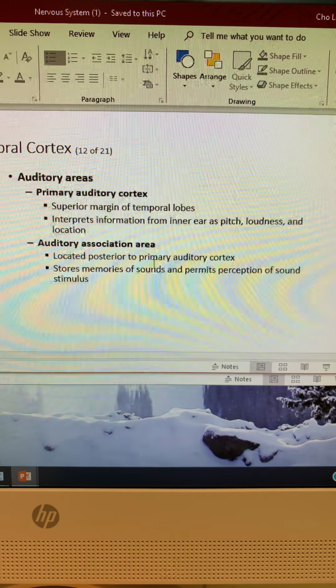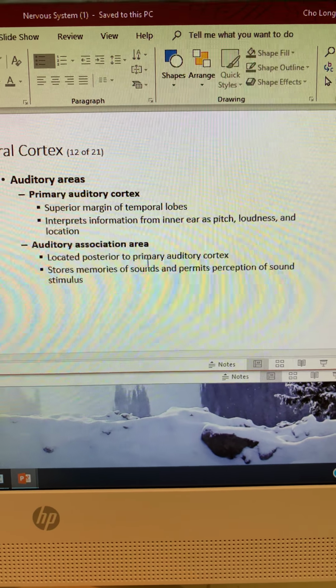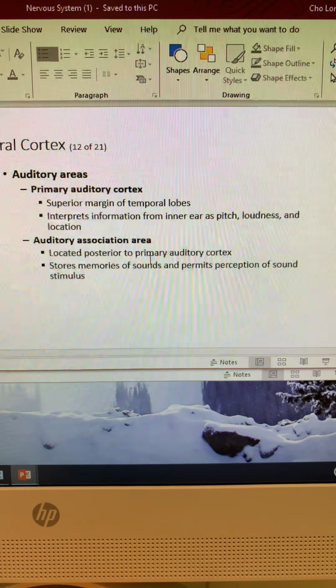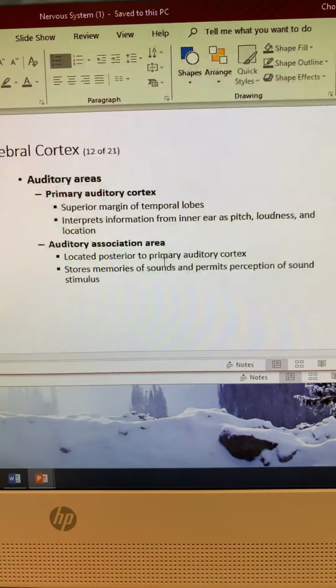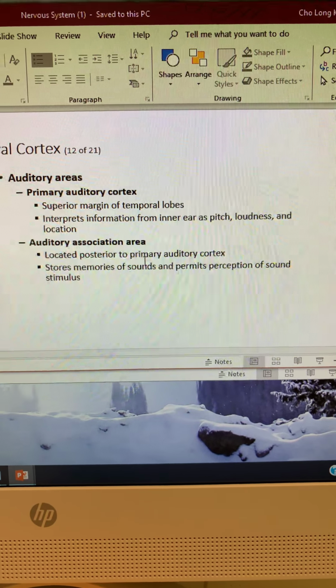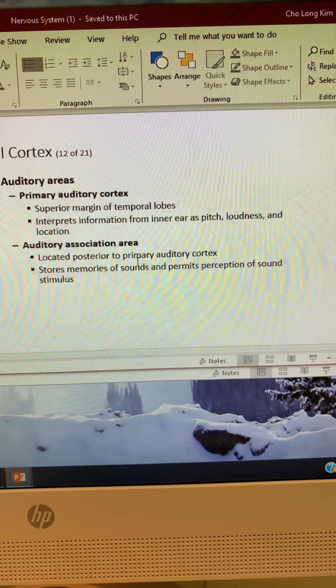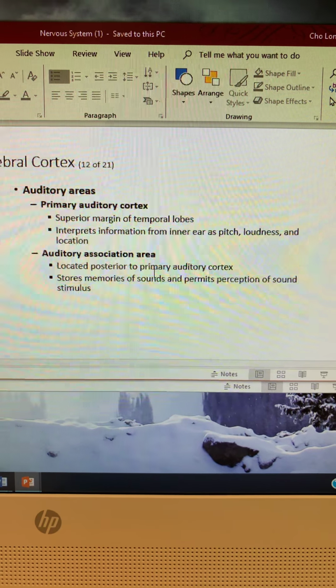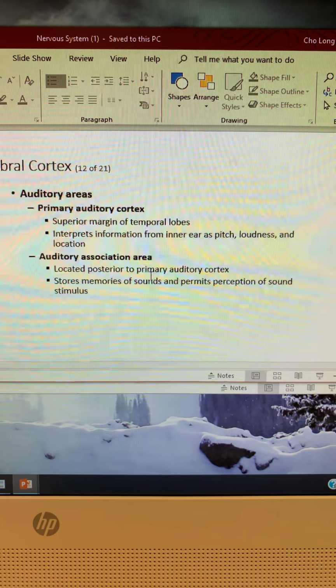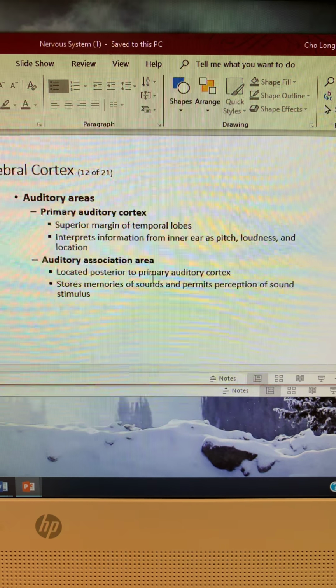The auditory areas are what allow you to hear. So the primary auditory cortex is in the superior margin of the temporal lobes, which is laterally placed. It interprets information from the inner ear as pitch, loudness, and location. Auditory association area stores memories of sounds and permits perception of sound stimulus.